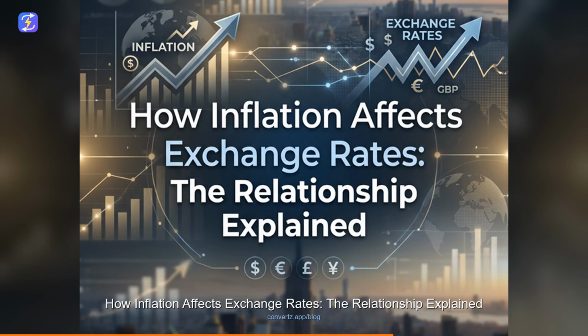The inflation exchange rate feedback loop. The relationship between inflation and exchange rates is not one-directional. A weaker currency causes additional inflation by making imports more expensive. This creates a potential feedback loop. Number 1, high inflation weakens the currency. Number 2, the weaker currency makes imports more expensive. Number 3, expensive imports push domestic prices higher, more inflation. Number 4, higher inflation weakens the currency further. This inflationary spiral is what central banks desperately try to prevent. It is most dangerous in countries that rely heavily on imports for essential goods like food and energy.